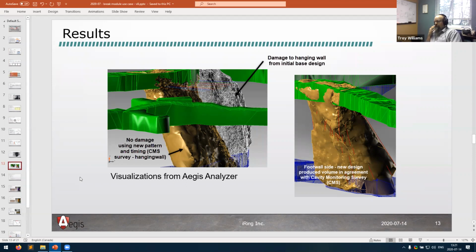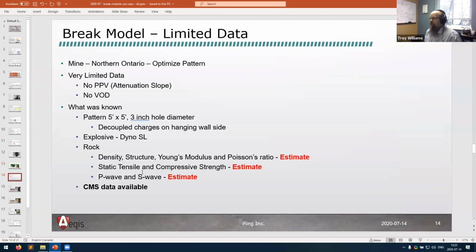Now, you might be wondering, this is all well and good, but I don't have all of this data at my site. And that's a common problem we've run into with mines throughout the world, is that they might have some of the data, but not all of it. They might not have other data. So I've got another case study that relies on limited data.